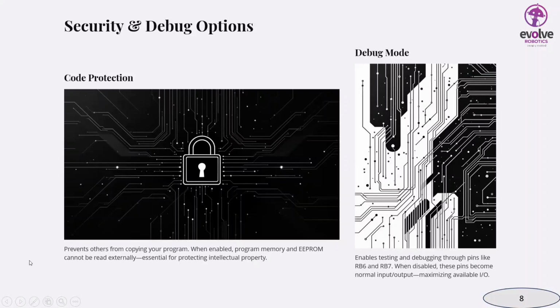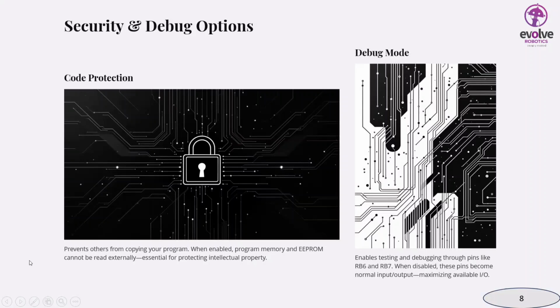Next bit is debug mode. Debug mode allows us to test and debug the program. If enabled, some pins like RB6 and RB7 are used for debugging. If disabled, they can be used as normal input-output pins.